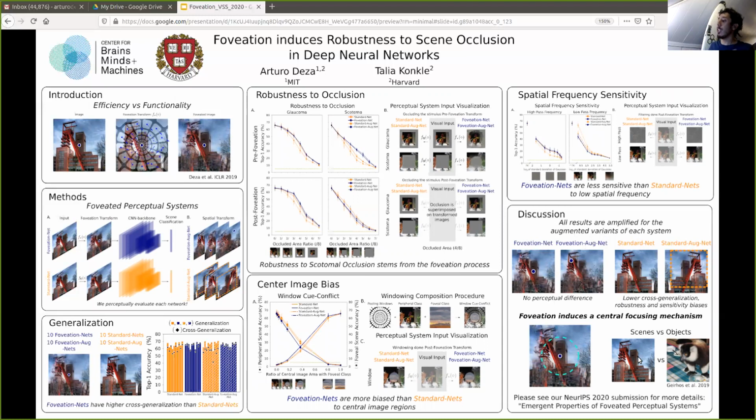Future work is going to explore the effects of training on objects versus training on scenes. For more information, please see our recently submitted NeurIPS paper, Emergent Properties of Foveated Perceptual Systems. Thank you.